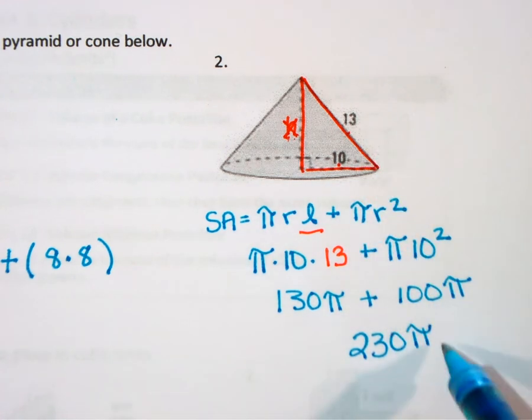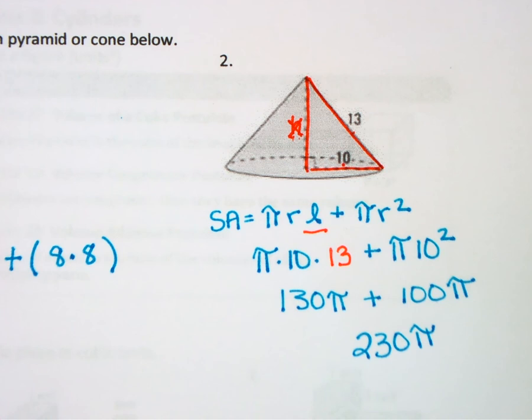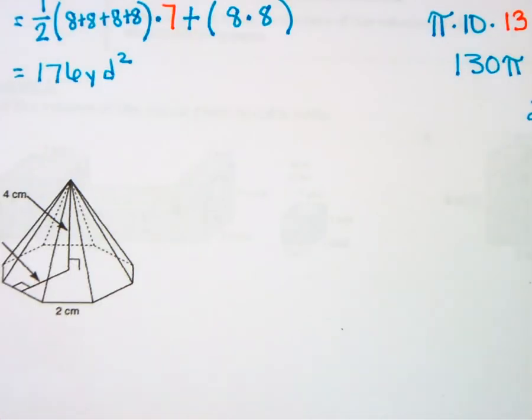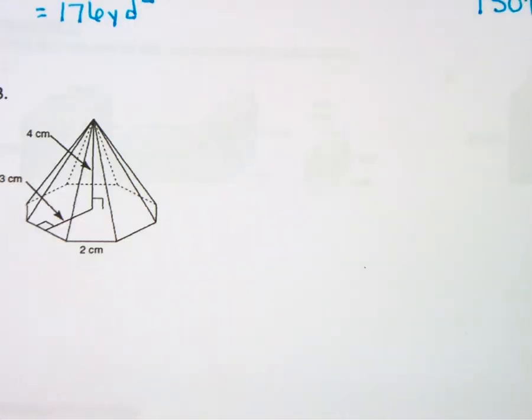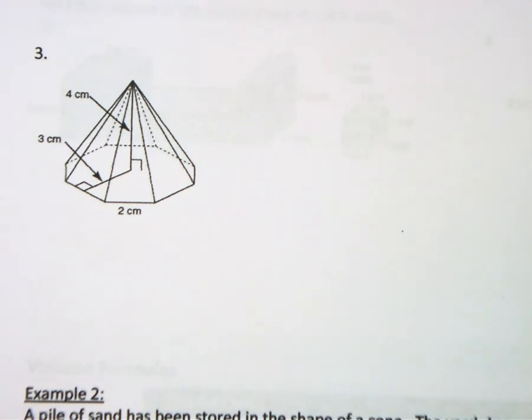There's no label on this one, so I'm not even going to put units squared. If I don't put a label on it, you don't need to worry about a label for the answer. Okay, last one here. This one actually is the tricky one. It doesn't have a slant height marked in the picture, so we're going to have to find it.